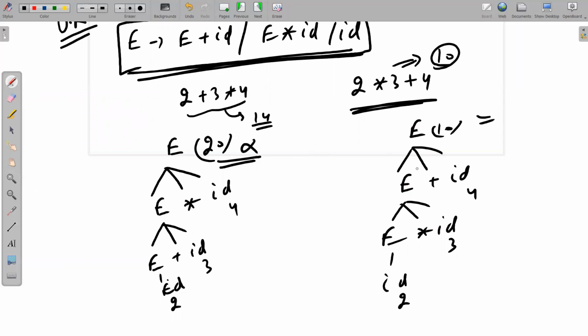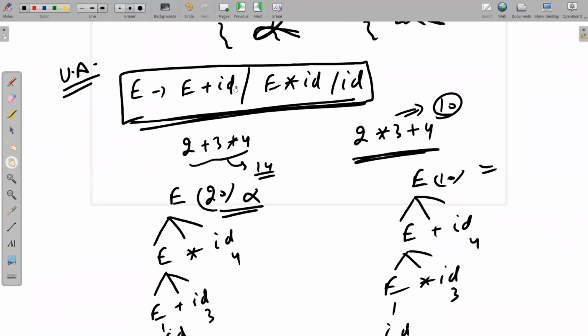So finally the summary will be what? Whatever operator is coming first will be solved first, because we have done left recursion. That means what? Left associative. Both plus and star are left associative, and whatever operator is coming first will be solved first. That is the biggest problem in this grammar.